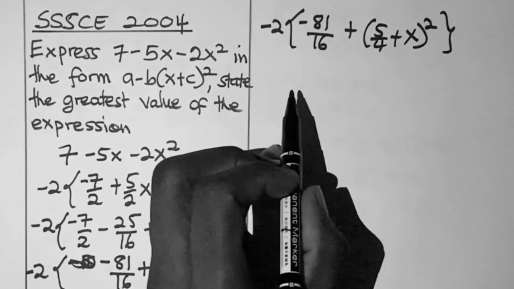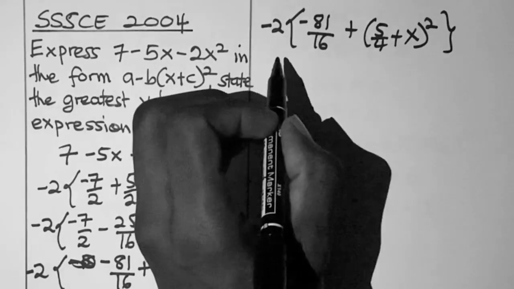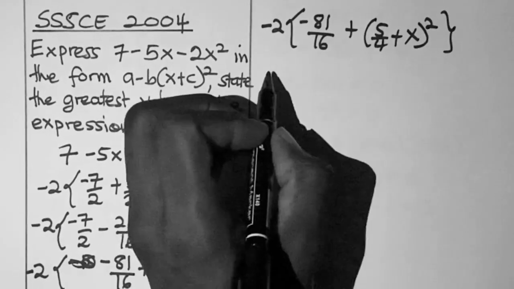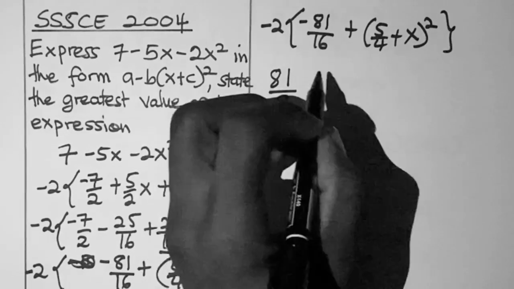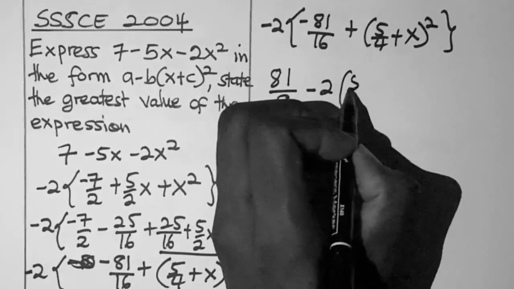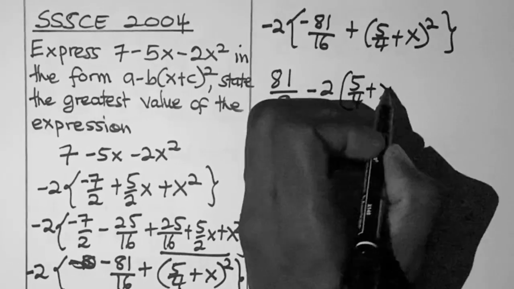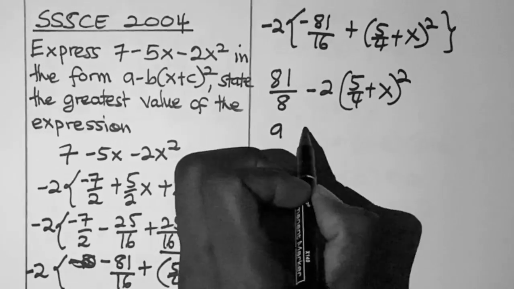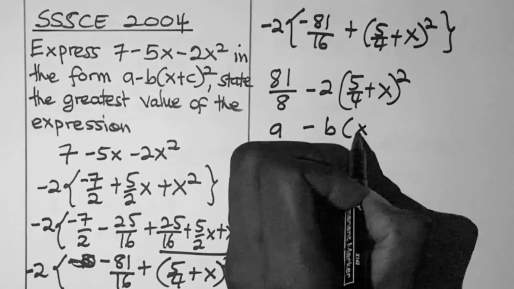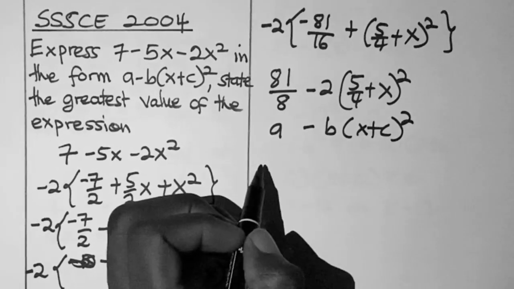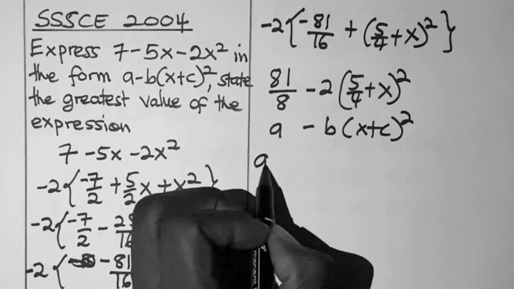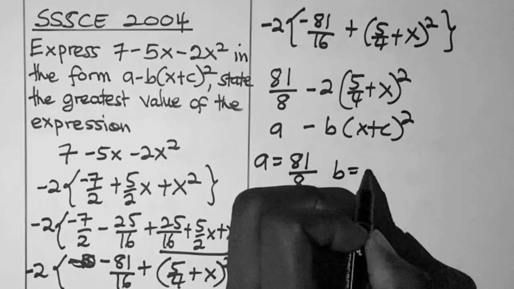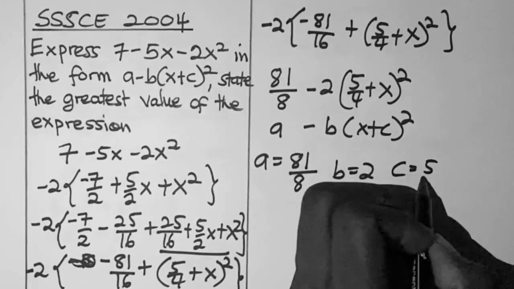So let's multiply through by the minus 2. So this becomes now minus 2 times minus 81 over 16 becomes 81 over 8. Then minus 2 times 5 over 4 plus x all squared. But we know that they said we should leave it in the form a minus b times x plus c all squared. So you can see that in this case a is equal to 81 over 8, and then b is equal to 2, then c is equal to 5 over 4.